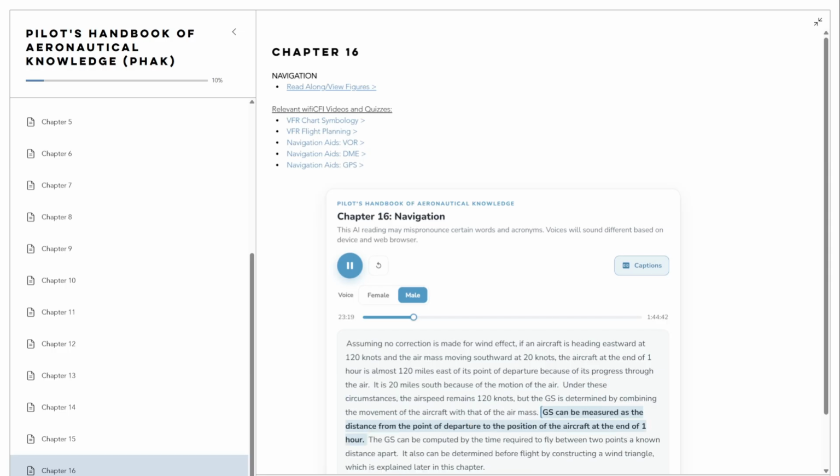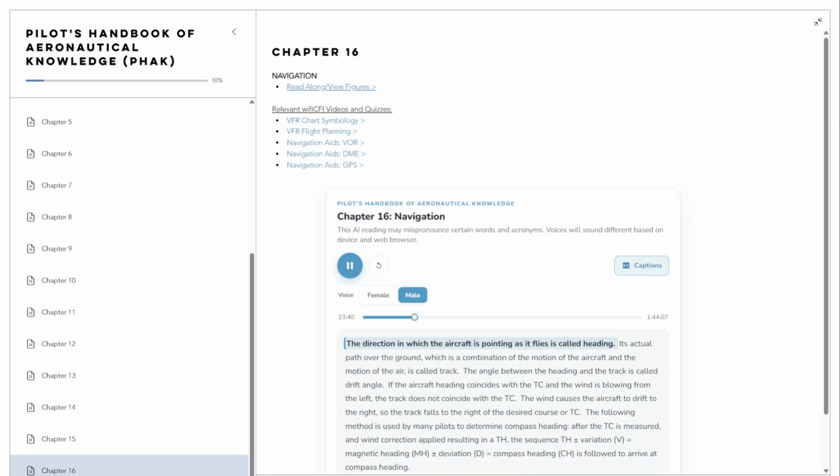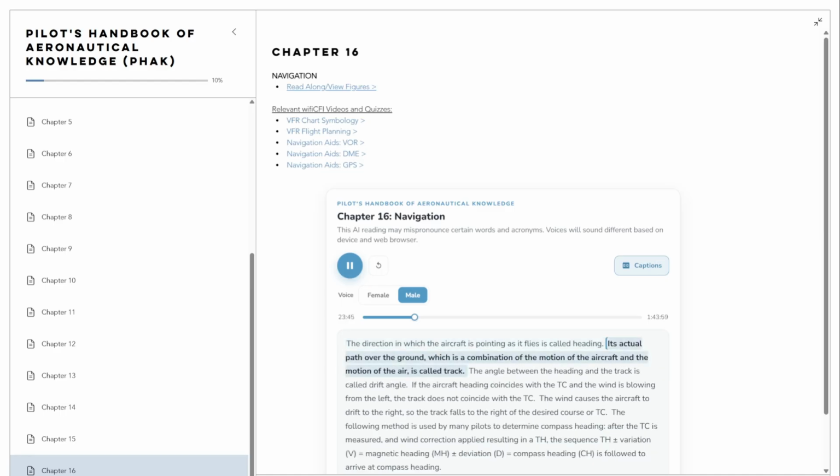GS can be measured as the distance from the point of departure to the position of the aircraft at the end of 1 hour. The GS can be computed by the time required to fly between 2 points a known distance apart. It also can be determined before flight by constructing a wind triangle, which is explained later in this chapter. The direction in which the aircraft is pointing as it flies is called heading. Its actual path over the ground, which is a combination of the motion of the aircraft and the motion of the air, is called track.